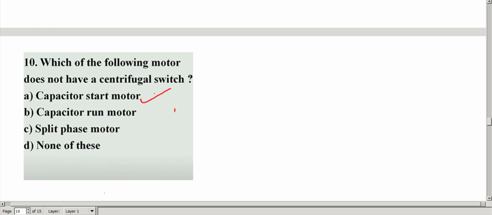For that I use a centrifugal switch. Similarly in a split phase motor. Whereas in a capacitor run motor, I permanently connect that capacitor in series with the auxiliary winding. So the capacitor run motor does not require a centrifugal switch. So the answer is capacitor run motor.